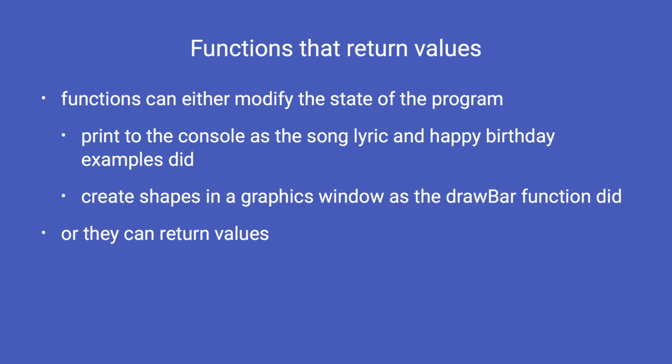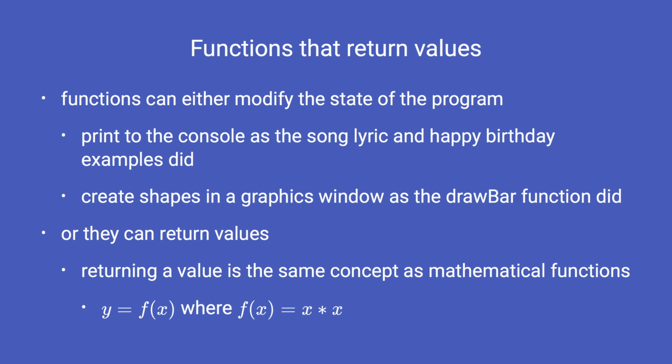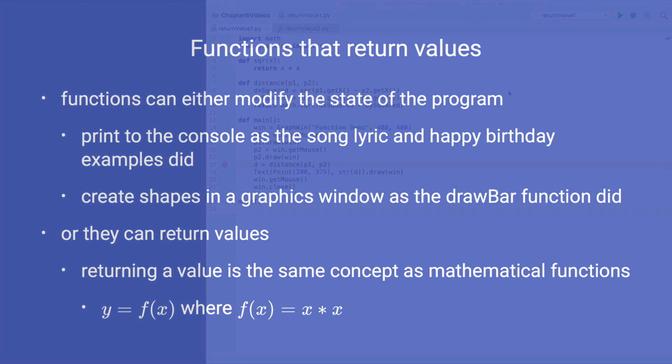The other option is to have the function return a value. This is the same idea as mathematical functions that take one or more values and produce a new value. For example, we could write f of x equals x squared using our standard mathematical notation. We are passing the function f a parameter x, and it is returning the value it calculates. When writing computer programs, it is much more common for functions to return a value than print something.